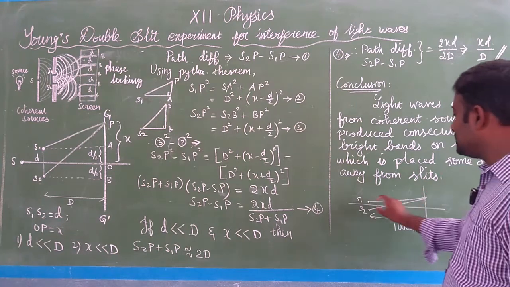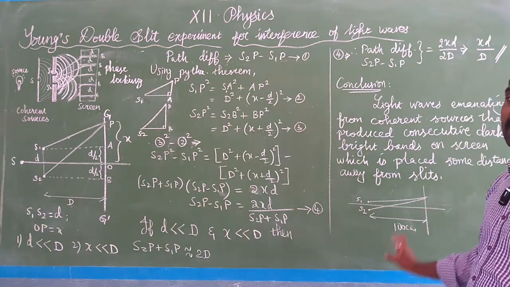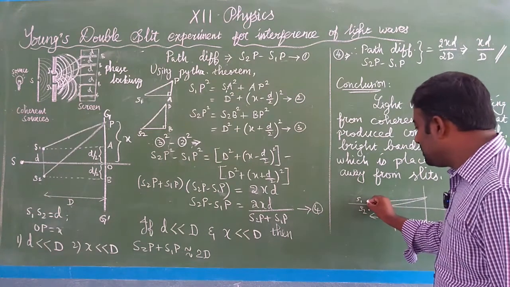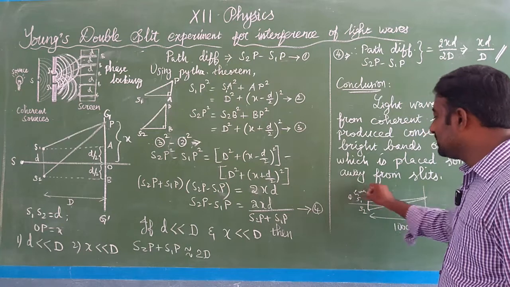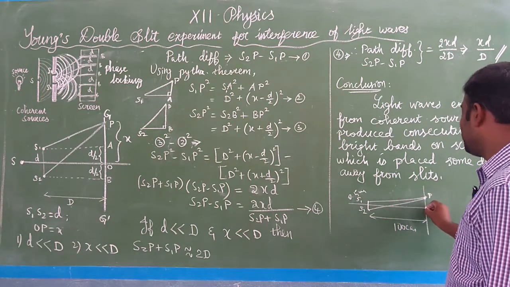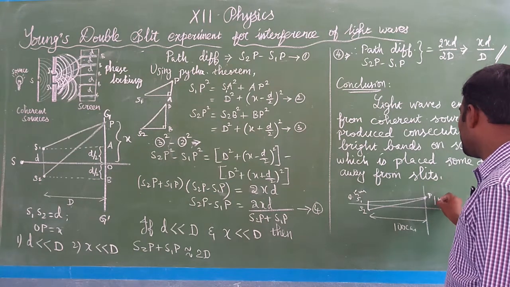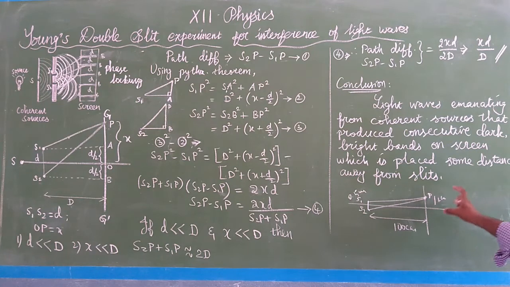So, the screen should be placed a little distance away from the slits. To the maximum distance, for example, we have taken 100 cm. And the distance between the two slits may be 0.5 cm, and the distance of the point at which the interference is measured from the axis is 1 cm. Okay. So, these are the conclusions made from Thomas Young's experiment.